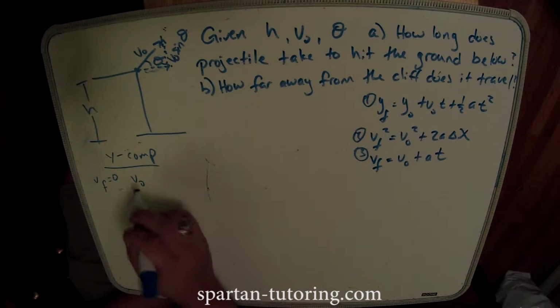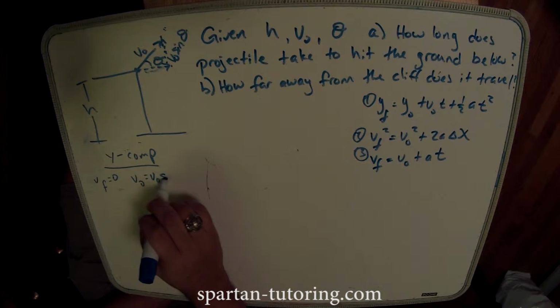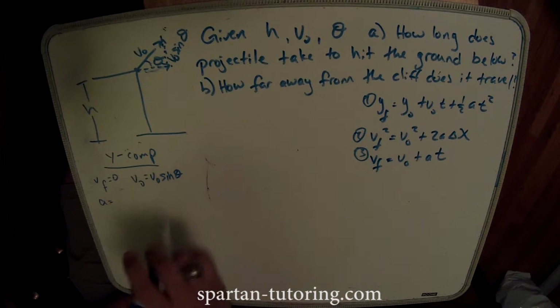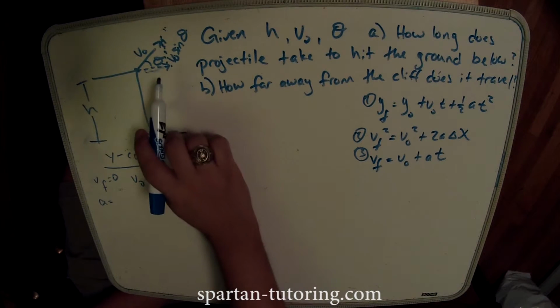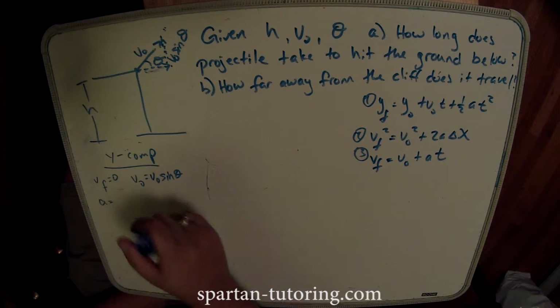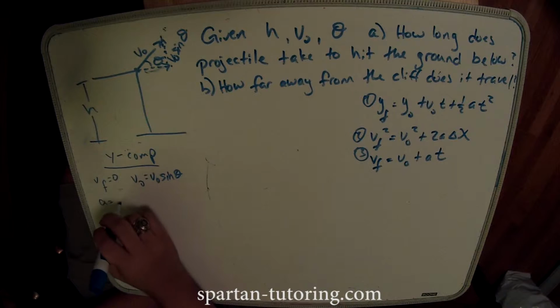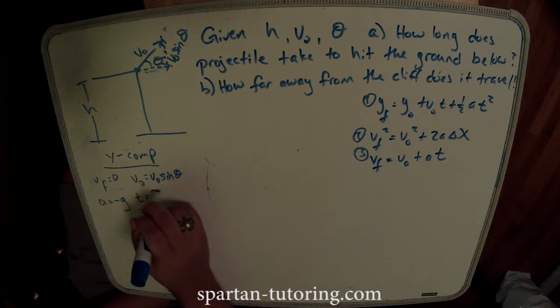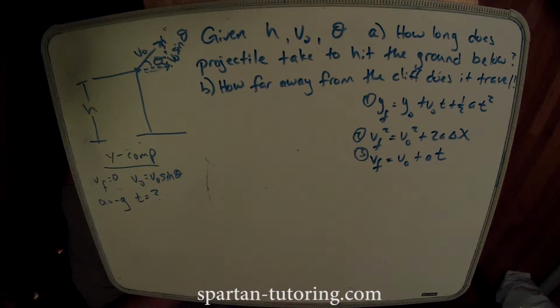Our initial velocity is going to be v0 sine theta. Our acceleration is going to be our acceleration due to gravity. And since up is positive, down is going to be negative, so this is going to be a negative g. And time is what we are looking for.